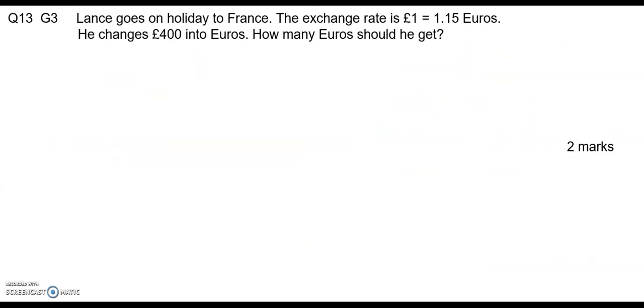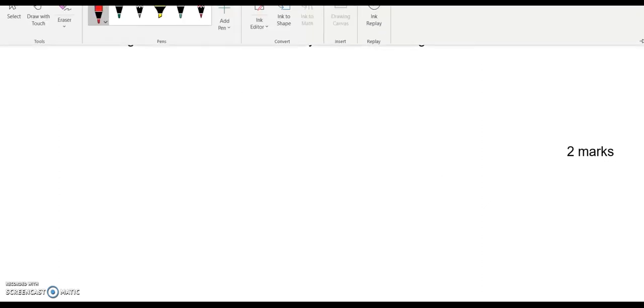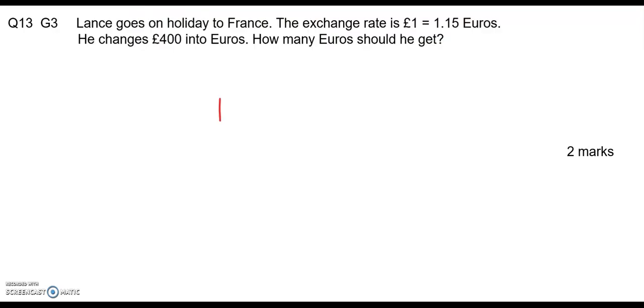Fran goes on holiday to France. The exchange rate is £1 to 1.15 euros, or £1 is equal to 1.15 euros. He changes £400 into euros. How many euros should he get? So we've got a ratio of 1 to 1.15. 1 is the pound and 1.15 is the euros.